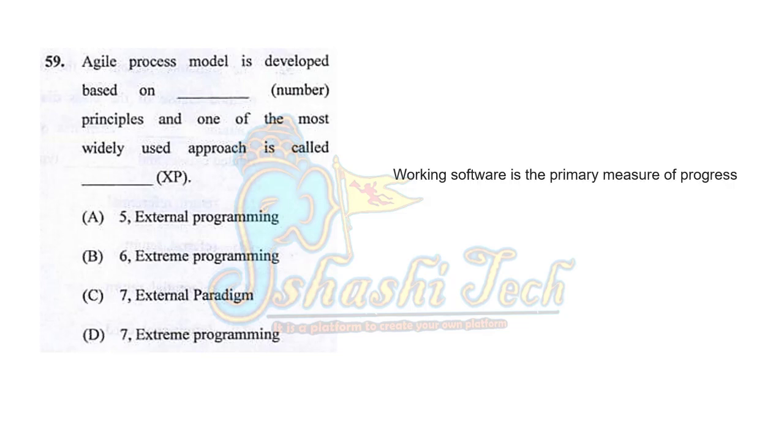The main important thing is that working software is the primary measure of progress. Even if you design the entire software correctly, if the software is not working, there is no use. So the seventh principle of agile process tells that working software is the primary measure of progress. You can see option D is the correct answer based on the seventh principle, and one of the most widely used approaches is called extreme programming.